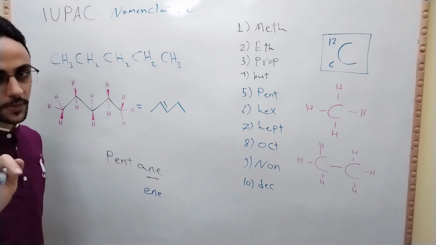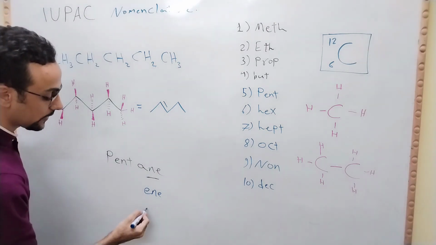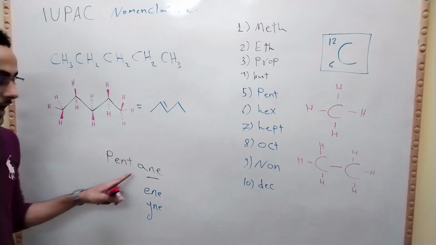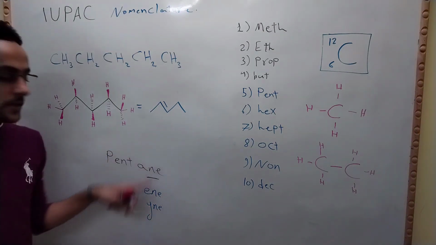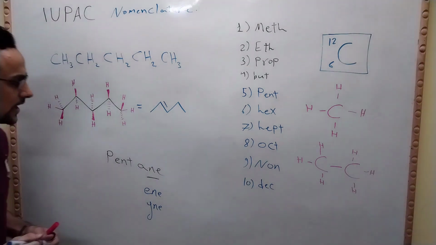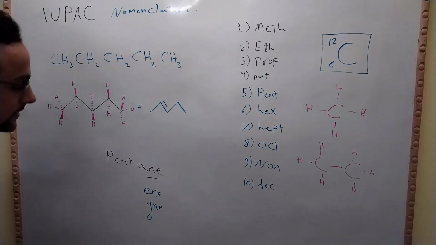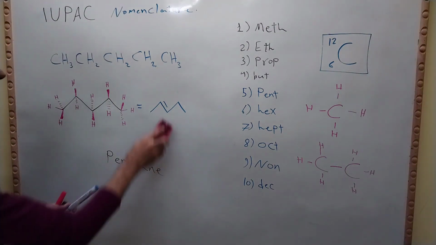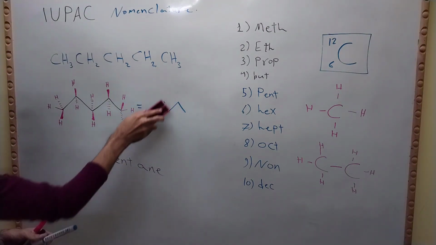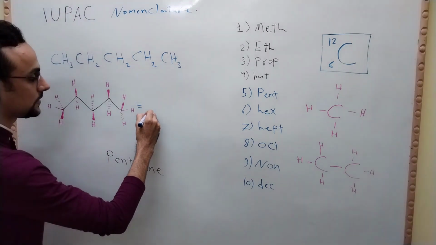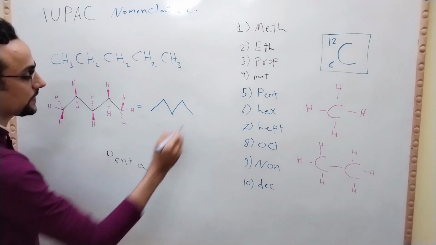And if we have triple bonds, 3 bonds, we will have "yne". So "ane" for single bonded hydrocarbons, "ene" for double bonded, and "yne" for triple bonded hydrocarbons. And basically this is it. In this molecule, it is named pentane. So this molecule is named pentane. 1, 2, 3, 4, 5.